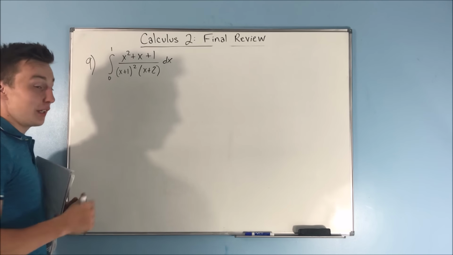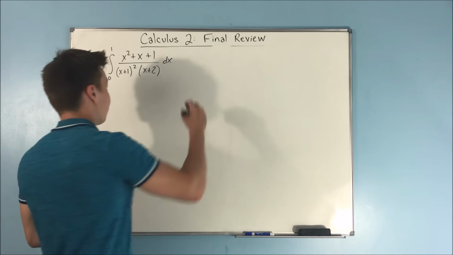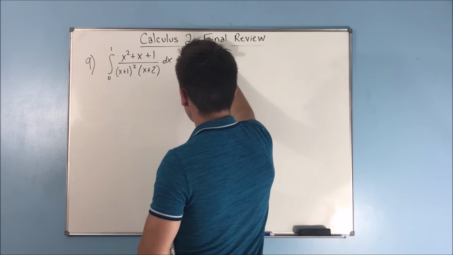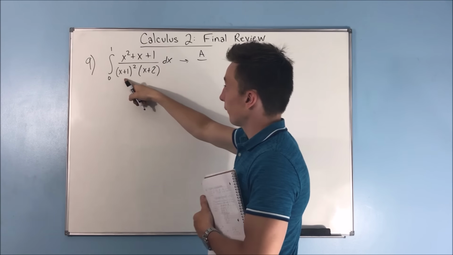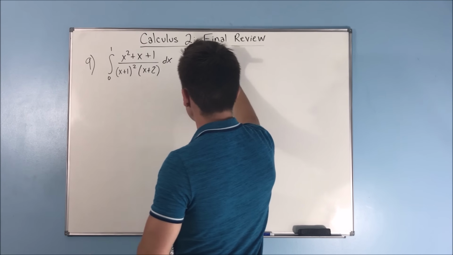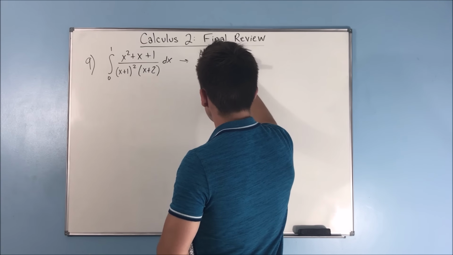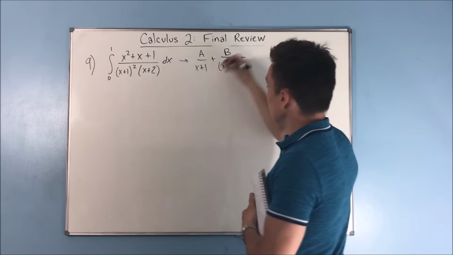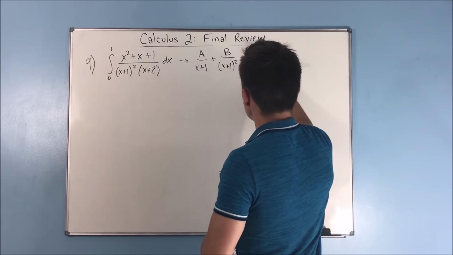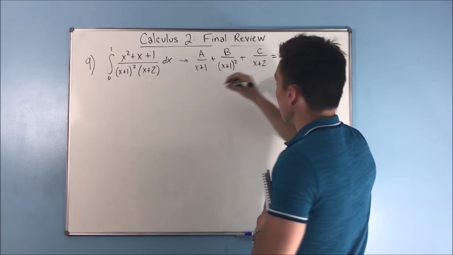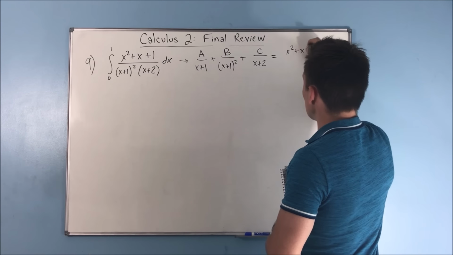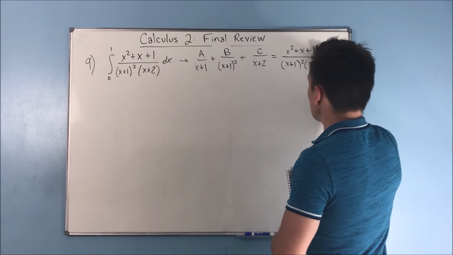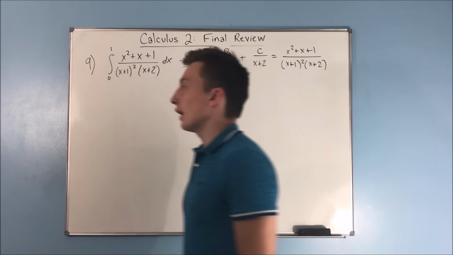So, the first thing we need to do is write out our partial fractions. If we write out our partial fractions here, we're going to get A over x plus 1. This is squared, so the next term is going to be B over (x plus 1) quantity squared, plus C over x plus 2, and that will be equal to this (x squared plus x plus 1) over (x plus 1) squared times (x plus 2). Now, what do we do next?